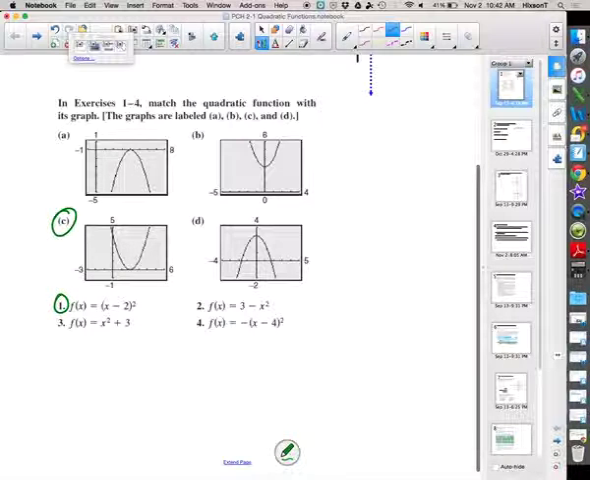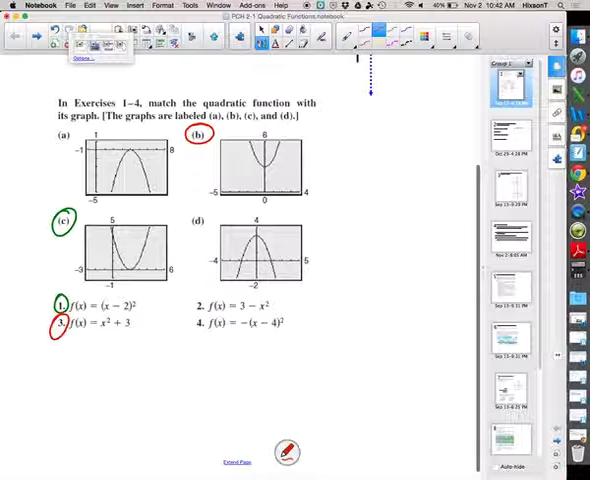Number 3, what happened to the parent function here? Translated 3 up. Yeah, it's just translated 3 units up. It's x squared plus 3. So that one would go with B. All right? So number 3 is B. Okay?